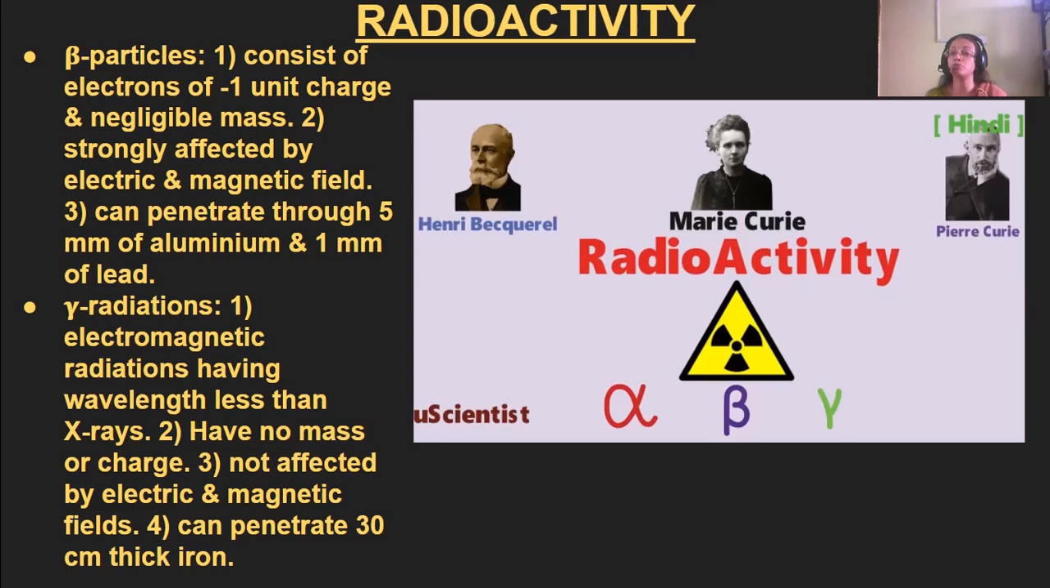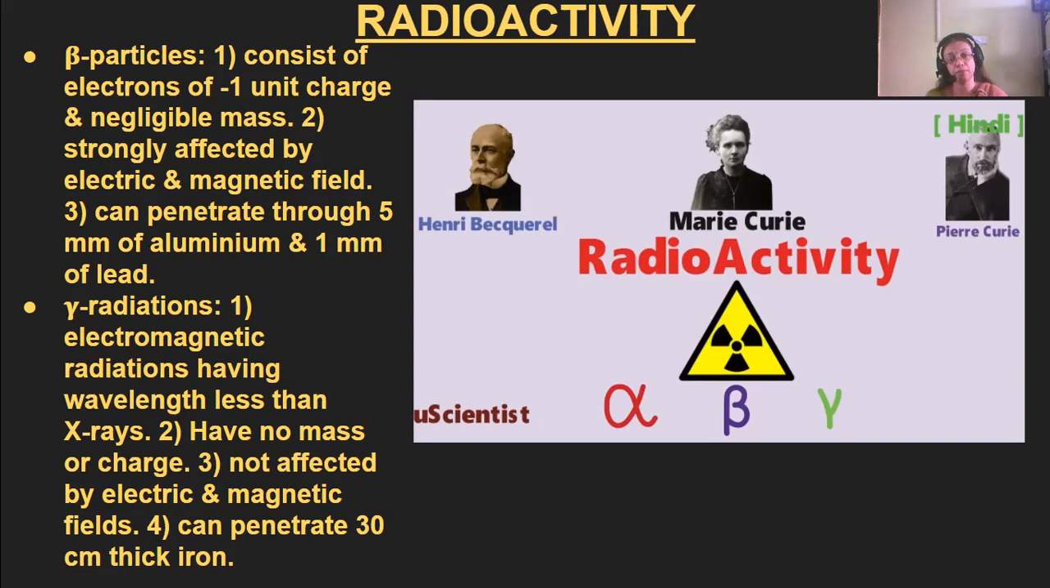Now, gamma radiations are electromagnetic radiations having a wavelength which is less than that of X-rays. They have no mass, no charge. Also, they are not affected by electric or magnetic fields, but they can penetrate even 30 centimeter thick iron. So their penetration power is the maximum.